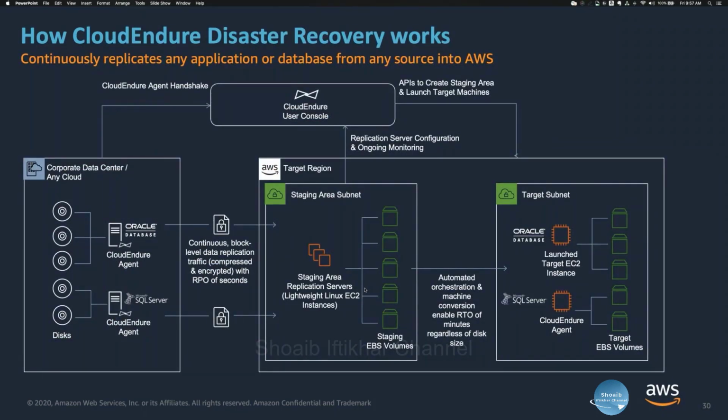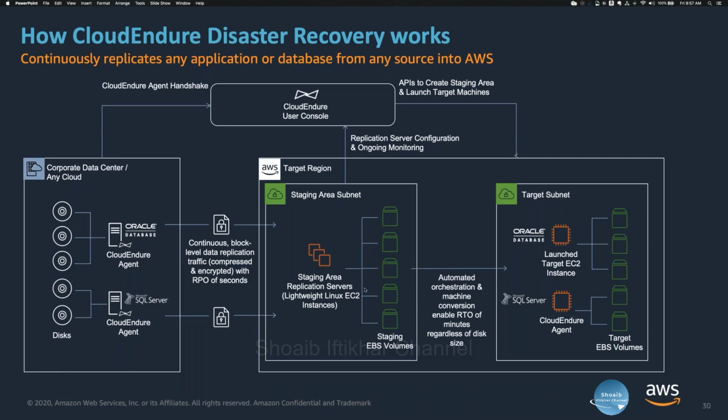So how does Cloudender disaster recovery actually work? On the left-hand side, you'll see that you've got your corporate data center, any cloud, basically your source infrastructure. We've got two servers that we've installed the Cloudender agent on. The first server has 3 disks. The second server has 2 disks. Once those agents are installed, they're going to make a handshake with the Cloudender SaaS console over port 443. And that's going to tell the SaaS console, I'm installed on this server, here's the operating system, here's the disk count, what the disk looks like, giving us an overall configuration of that on-prem machine so that we can start building out the staging area.